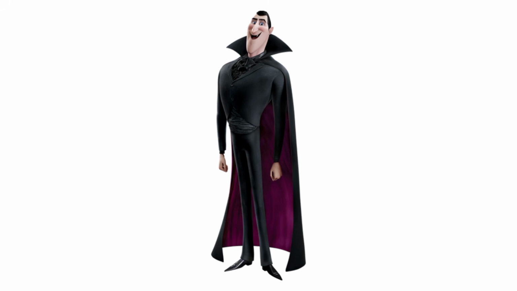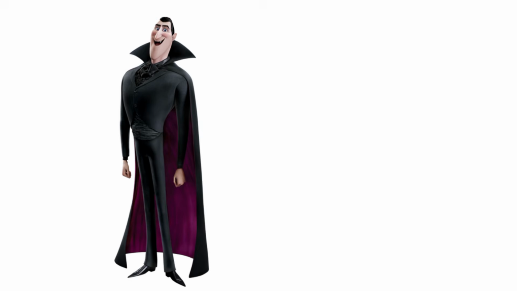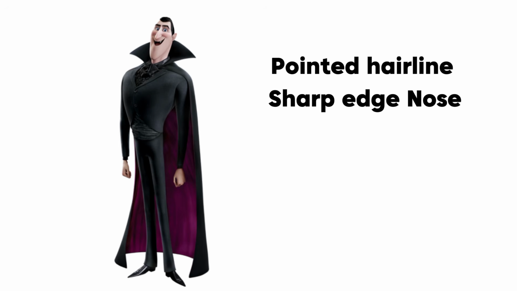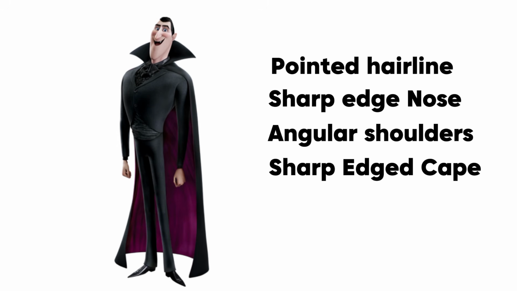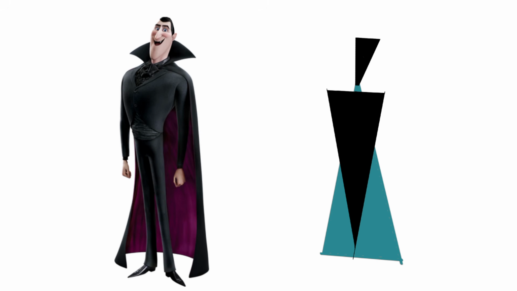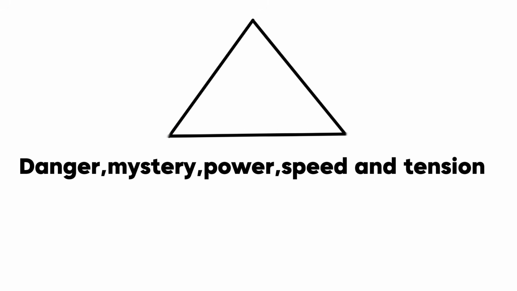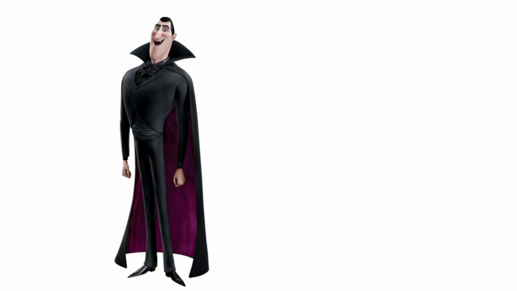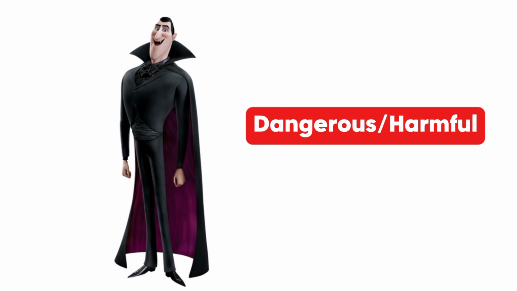Now, let's look at a very different character, Dracula from Hotel Transylvania. Immediately, you will notice sharp features like the pointed hairline, sharp nose, angular shoulders, and keep forming sharp silhouettes. Dracula is built using triangles and sharp angles. Triangles communicate danger, mystery, power, and tension. This instantly tells the audience this character is dangerous, he's not safe.